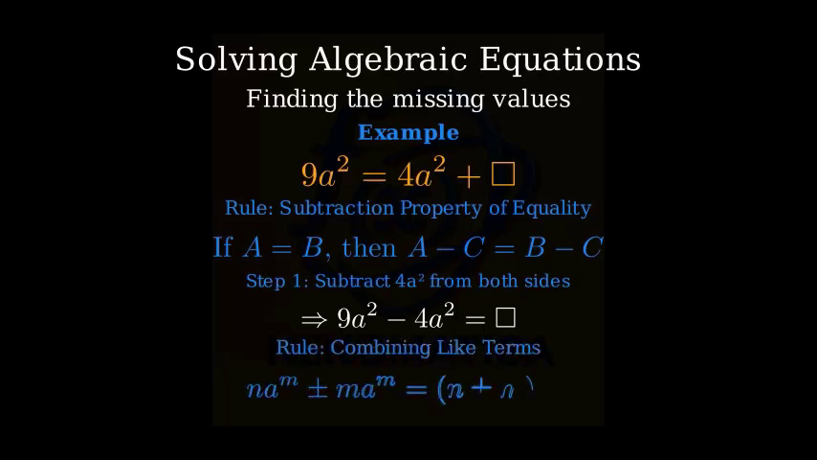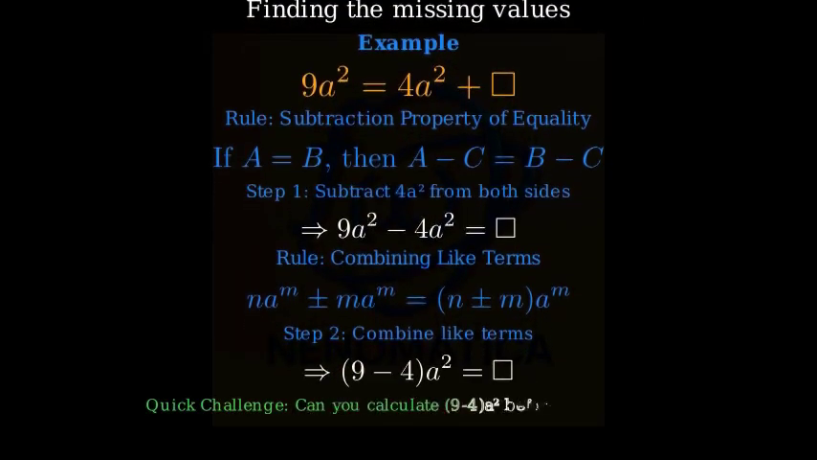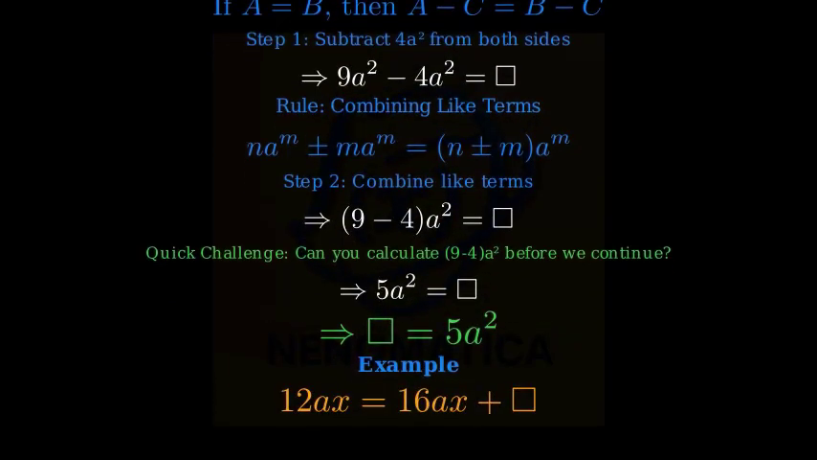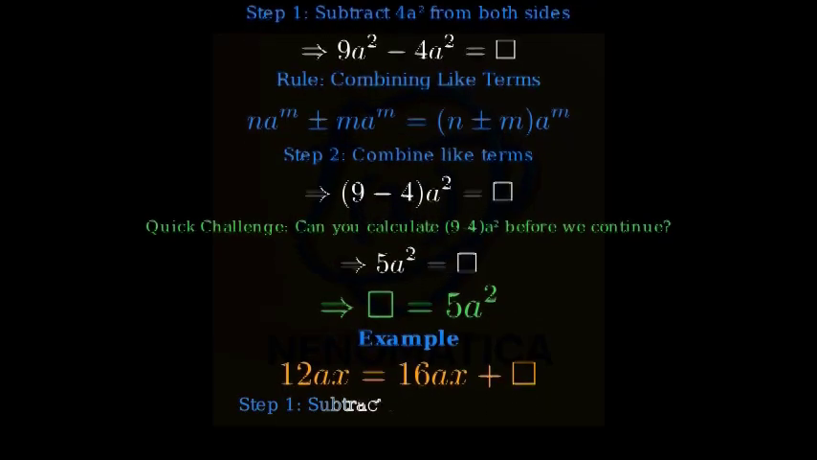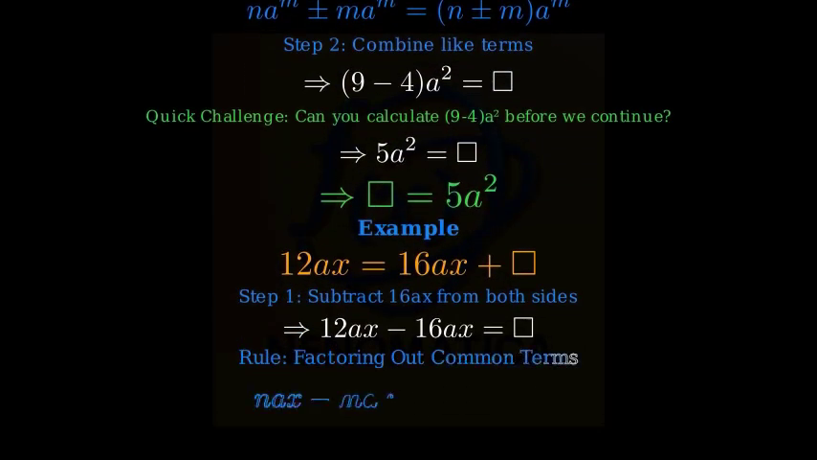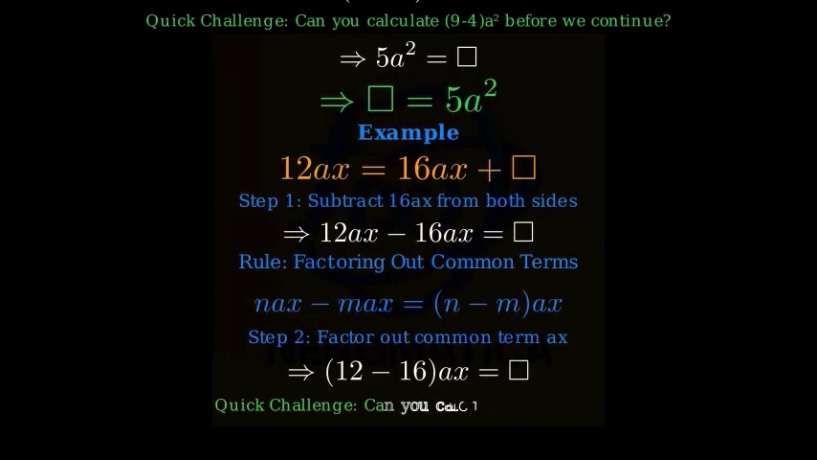Next, we can simplify the left side by combining like terms. 9a squared minus 4a squared equals 5a squared. So, we found that the missing value is 5a squared. Let's move on to our second example. We need to find the missing term in the equation 12ax equals 16ax plus blank. First, let's subtract 16ax from both sides to isolate terms with the variable on one side of the equation. Next, we can factor out the common term ax. So, we found that the missing value is negative 4ax.